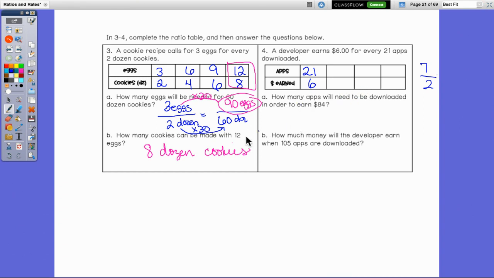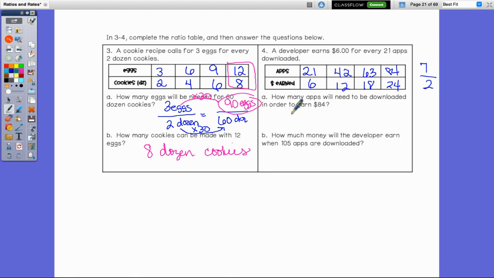Okay, and so we can continue this model, and we'll do 42 for 12, and then 63, I'm adding 21 each time, to 18, and 84 to get us $24.